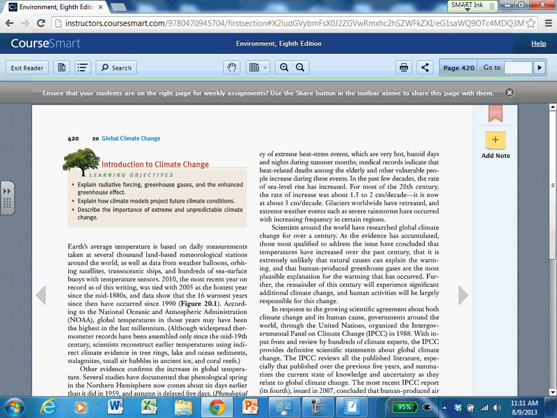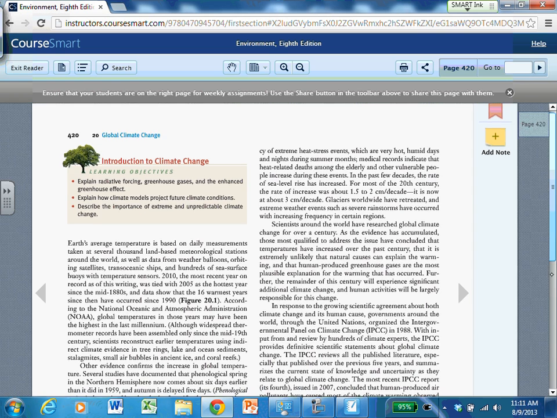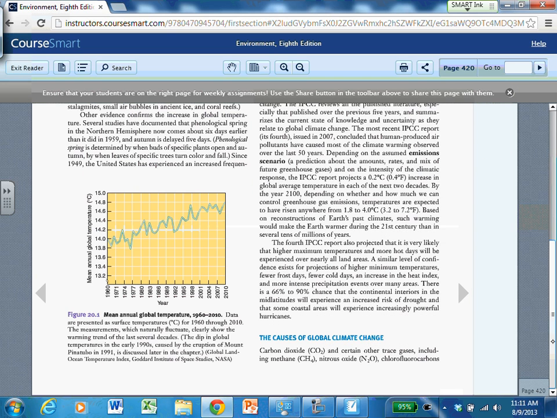So you would read these learning objectives: explain radiative forcing, greenhouse gases and the enhanced greenhouse effect, explain how climate models project future climate conditions, describe the importance of extreme and unpredictable climate change. And then going through the text here, you look at certain definitions that might come up in the text.